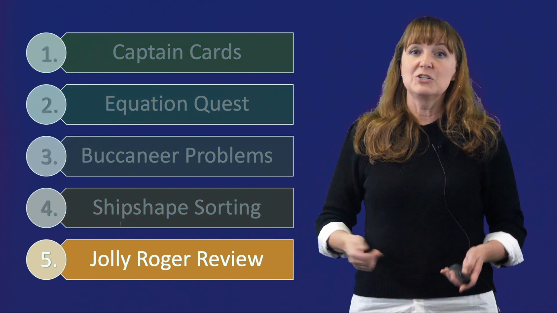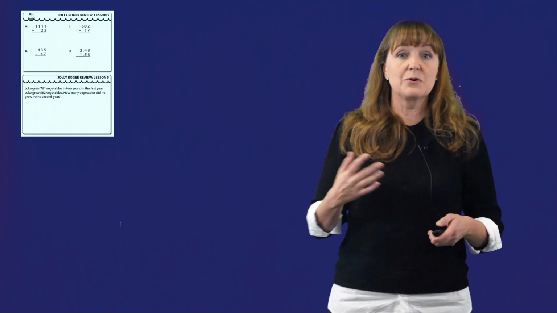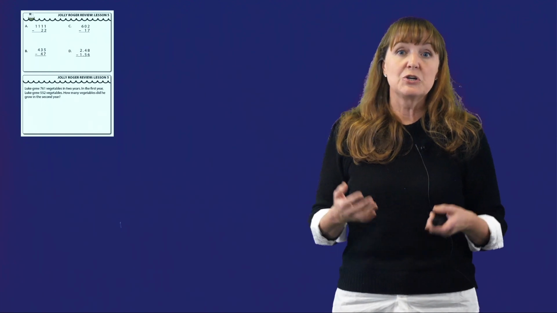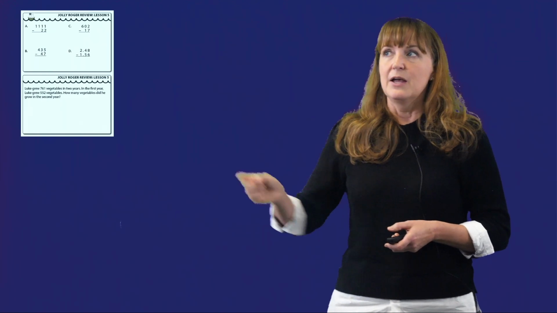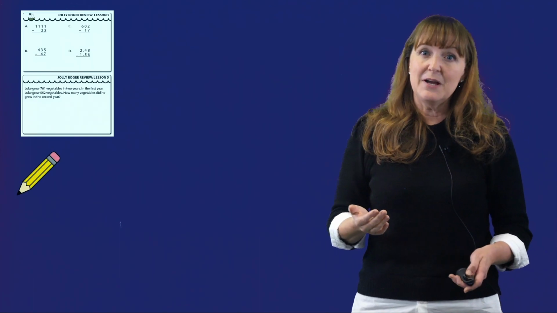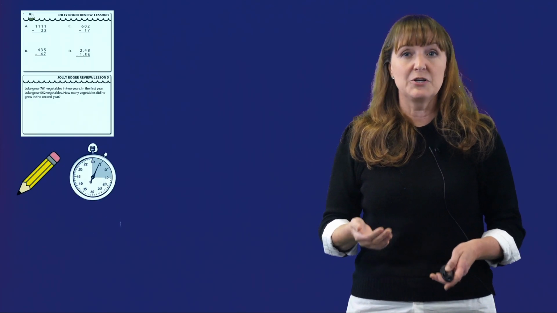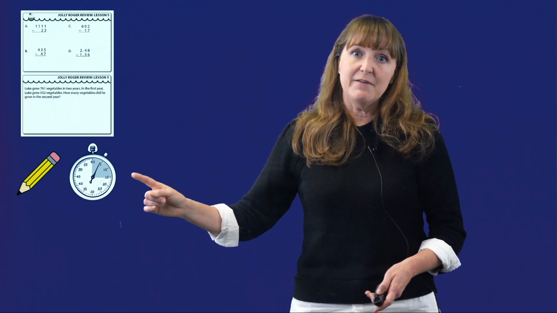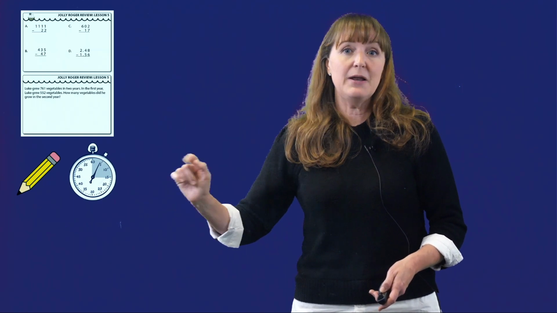So let's talk about this Jolly Roger Review. For you to do the Jolly Roger Review with students, you're going to need several things. First, you need the Jolly Roger Review. It is typically printed on one page. Sometimes we will cut that in half and print it back to back, or you could also just use this one page. It's also going to be helpful for students to have a pencil. We're going to time the top half of the Jolly Roger Review for 2 minutes and the bottom half for 2 minutes, so it's often helpful to have a timer.